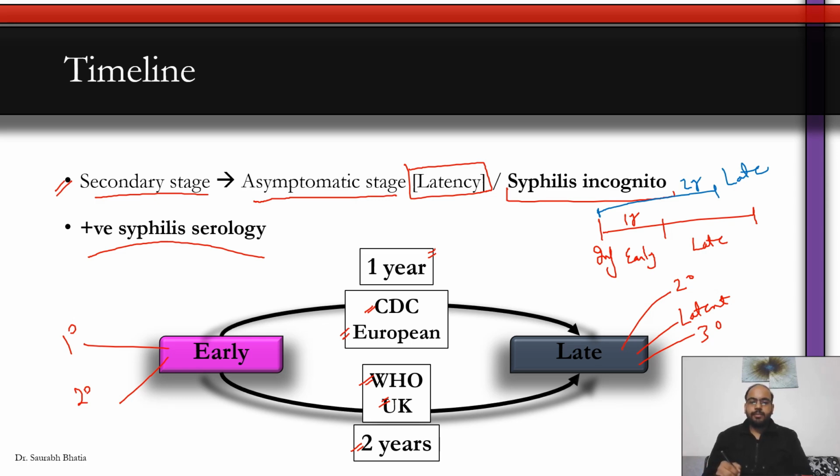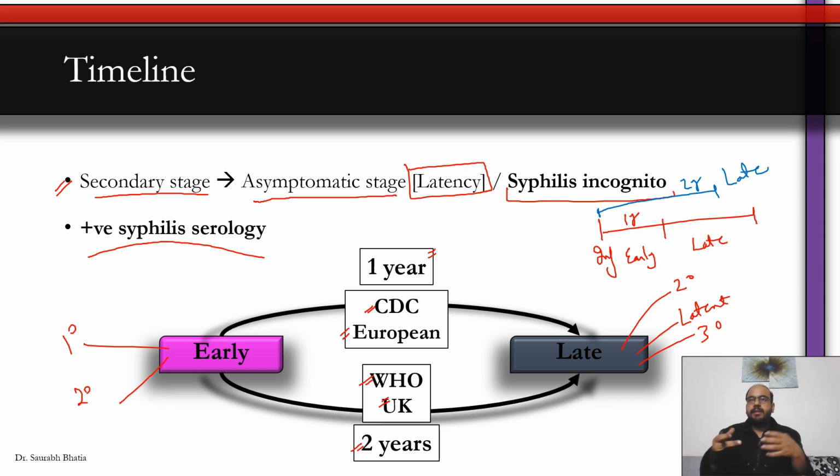Now, why is the distinction present? See, you have to understand that spirochetes divide rather slowly. The division time we have discussed in the last video. The division time is initially fast and the population is also low. So when the primary chancre is there, the absolute number of treponemes would be less because it has just infected and it is trying to spread in the body. Okay. So that is why you give a single shot of penicillin.